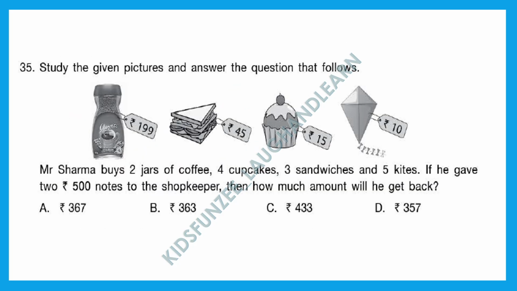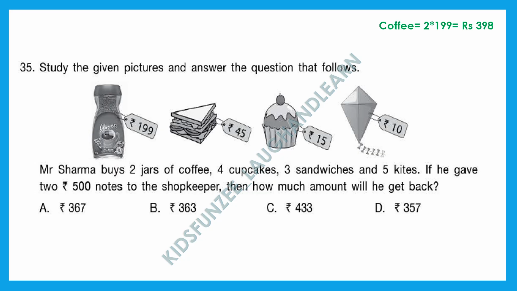Question 35. Study the given pictures and answer the questions that follow. So there are some items like coffee, sandwich, cupcakes, kite, and it costs something. Let's see the question. Mr. Sharma buys 2 jars of coffee. 1 jar costs 199. So 2 jar will cost 2 into 199. That is rupees 398.